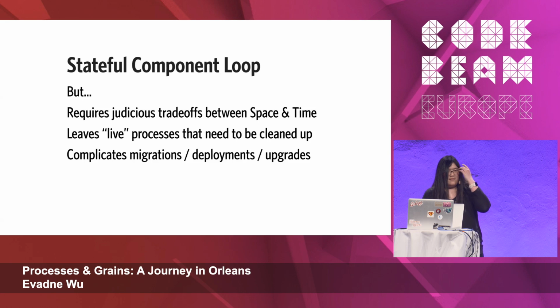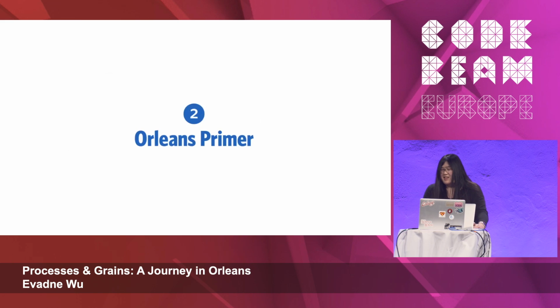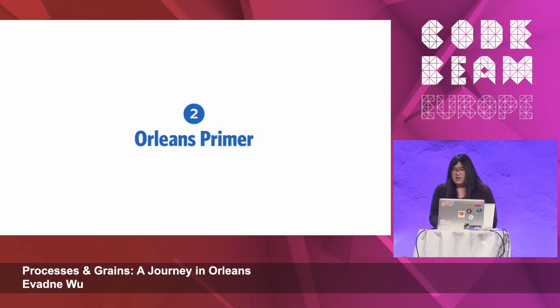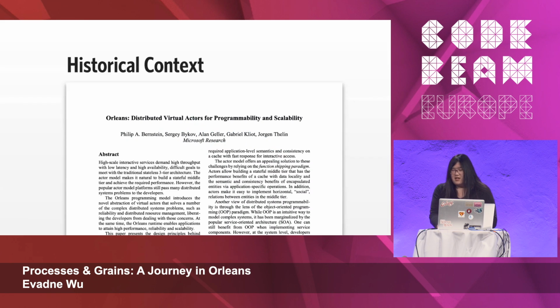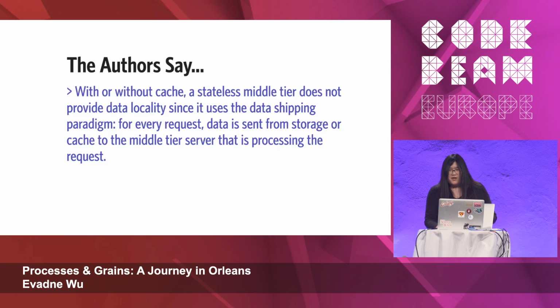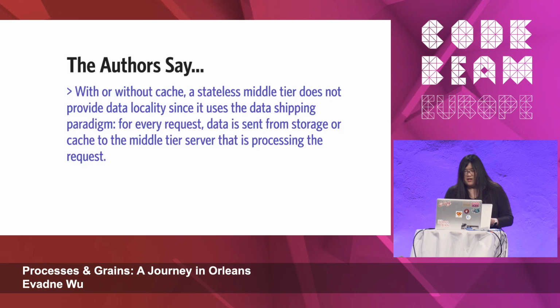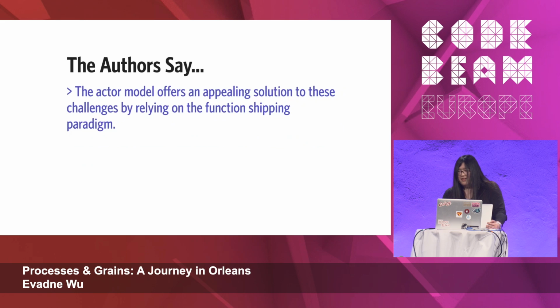OK, obviously, since you're now keeping more state alive for longer, it requires certain judicious trade-offs. So what is Orleans? Orleans has been discussed numerous times, sometimes at this series of conferences, sometimes at other conferences. But in general, it goes back to this paper, which is pretty old. When the paper first came out, what the author said was basically, with or without cache, a stateless middle tier is basically less scalable than something else. And that's why they brought out Orleans. They also introduced something called a virtual actor model.